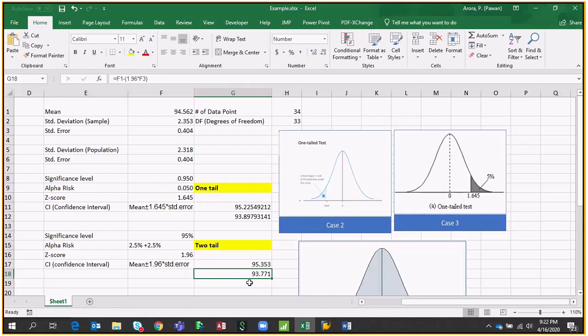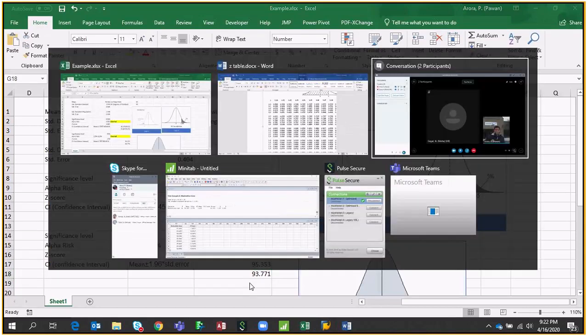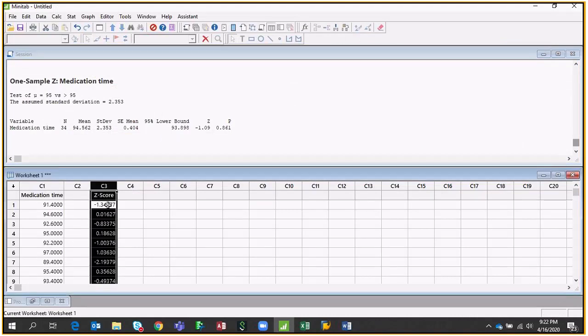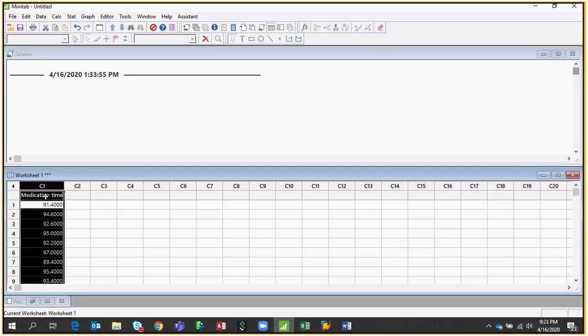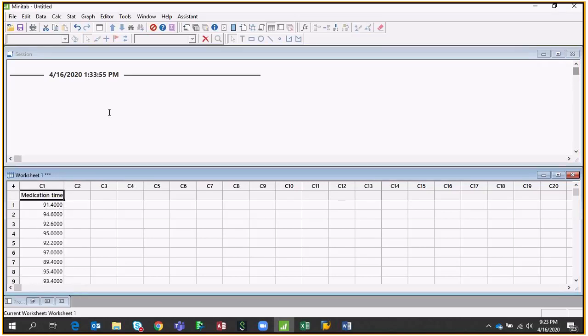Now I will tell you what is the benefit of the confidence interval through Minitab, because this is really important for your hypothesis testing. Let me show you that. Let's go to Minitab, and let me delete the old data first of all. You can see the medication time data I already copied and pasted in Minitab. Now, what we are doing is checking whether the standard error and the confidence interval we calculated through Excel are the same as in Minitab. That's the first thing. And second, what is the benefit of the confidence interval, and how is it helping us in hypothesis testing? Let me show you.